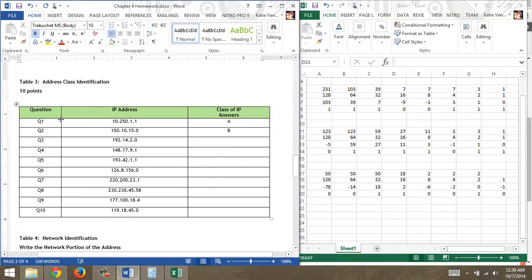Let's look down at table 3 because we have 6 tables. These will go faster. Here's the class identification. Take a little sticky note and right in front of you, put 1 through 127 is Class A, 128 through 191 is Class B, and 192 to 223 is Class C. These are things you should know off the top of your head.